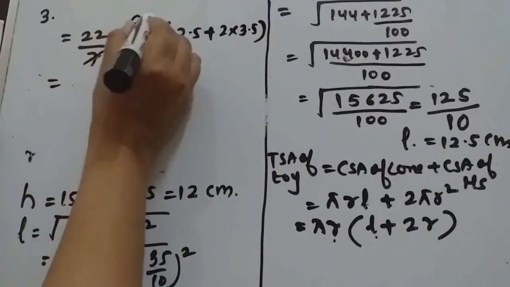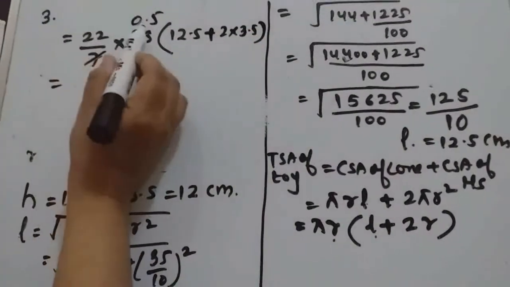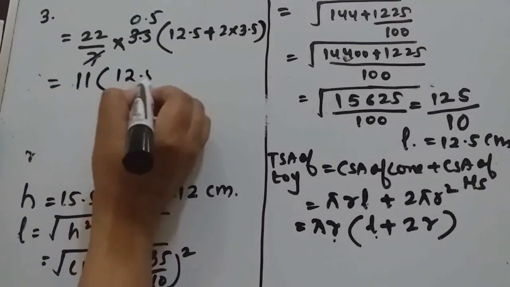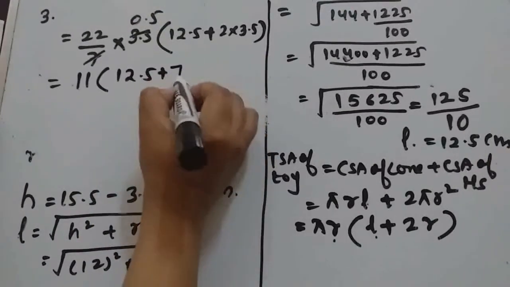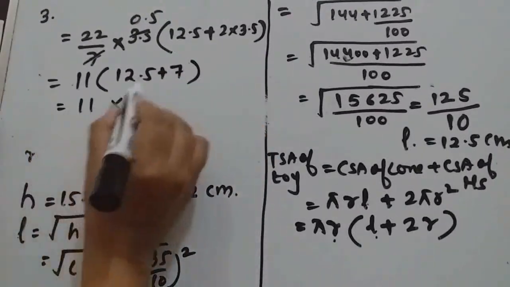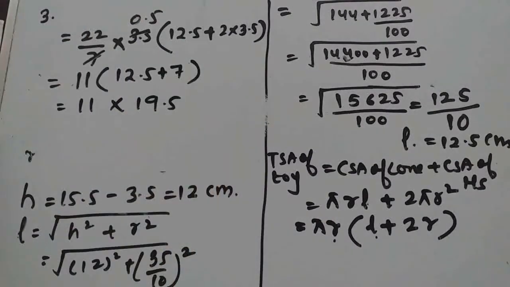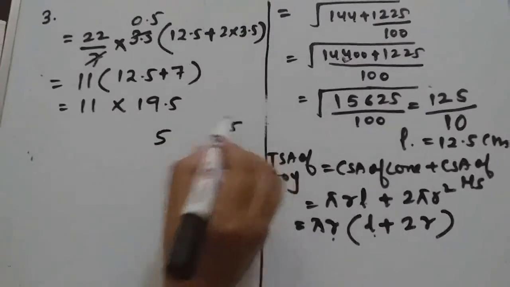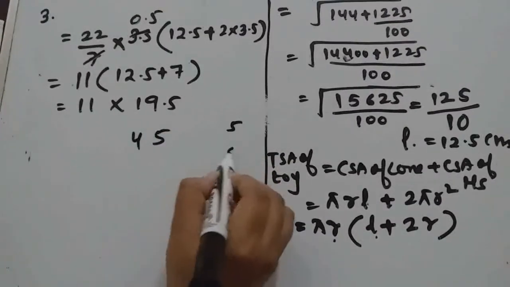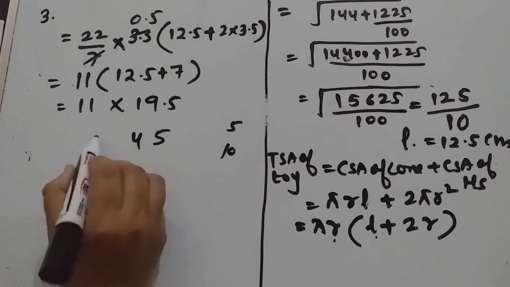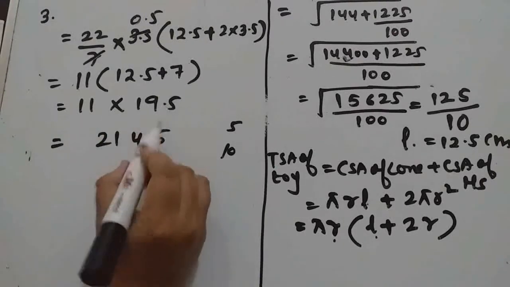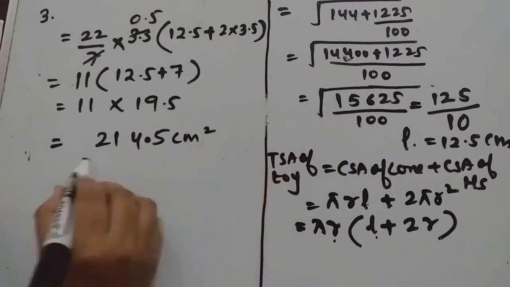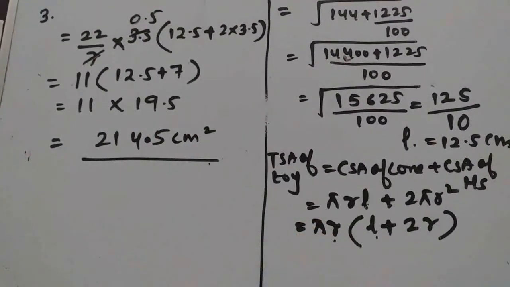See, this will give 22 into 0.5 is 11, 12.5, and 3.5 into 2 is 7. So 11 into 19.5 we can find. 11 fives are 55, 11 nines are 99, and 5 plus 99, and 11 ones are 11, so 214.5 will come. After one digit we'll put one decimal digit. So centimeter square. This is what the TSA of the toy is.